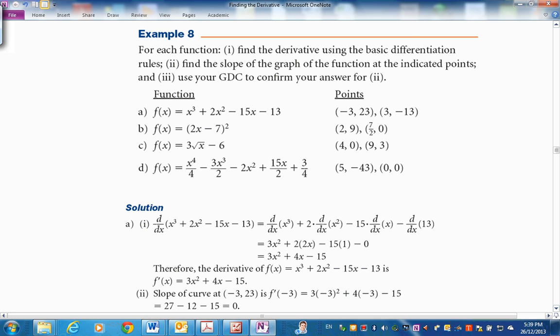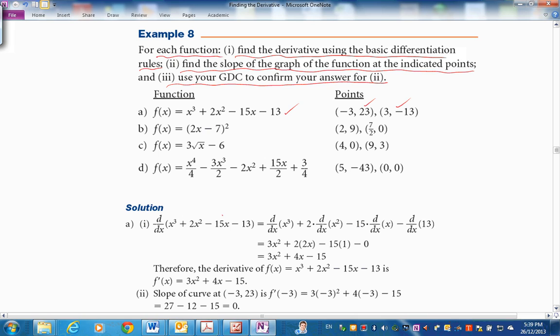Here's example 8 from Pearson's. For each function, find the derivative using the basic differentiation rules. Find the slope of the graph of the function at the indicated points. Use your calculator to confirm your answer. Okay, let's have a look. Here's the first function, and here are the 2 points at which we want to find the slope of the graph or the slope of the tangent.